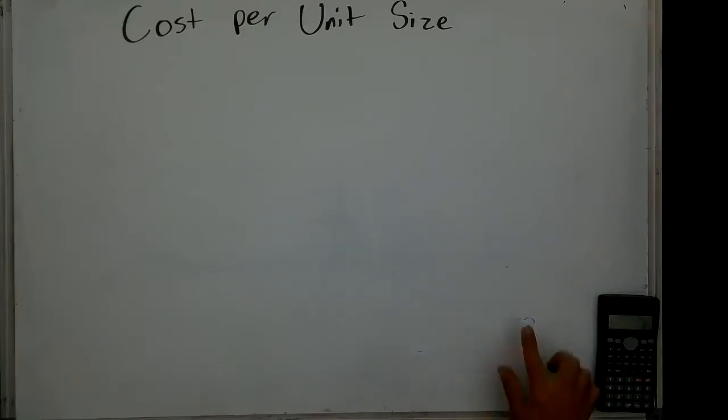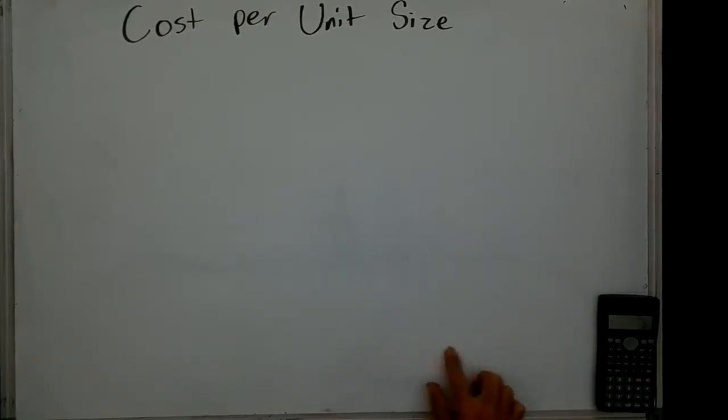Okay, welcome back to Consumer Maths. This time we're going to be talking about the cost per unit size. So this is where we're looking at the products in the supermarket, and we've got a small box and a medium box and a big box of the same product, and this is where the calculations come from so that you can compare the different size products based on their cost to work out which is the cheapest.